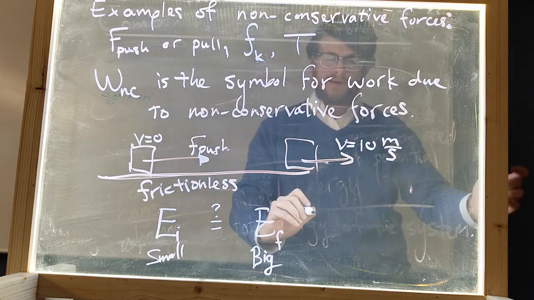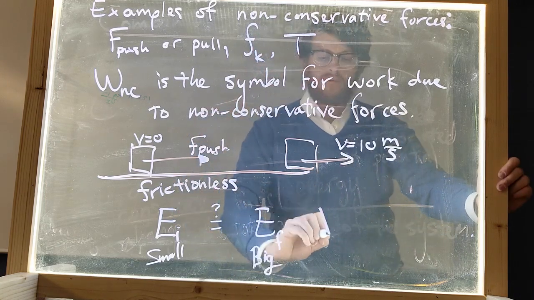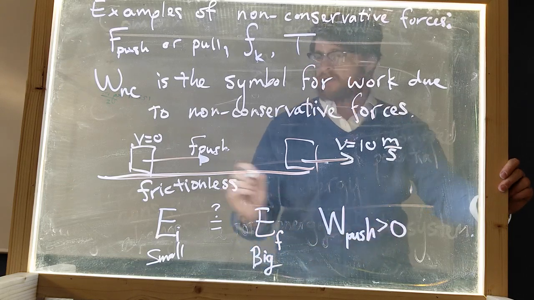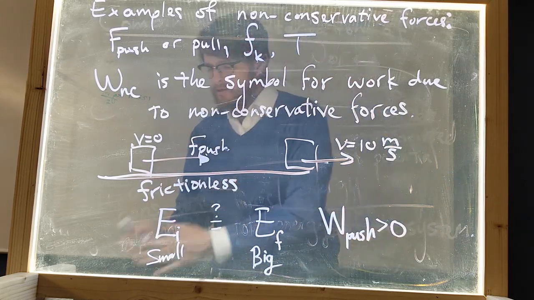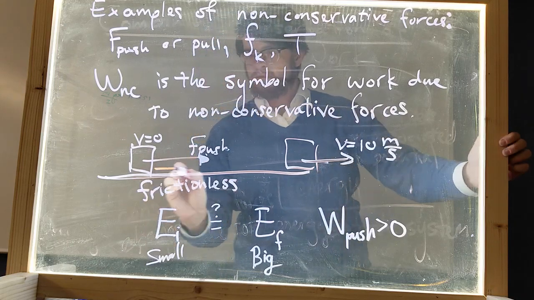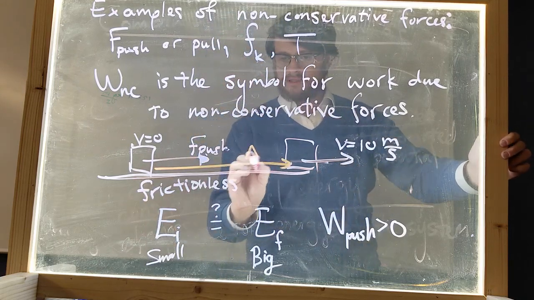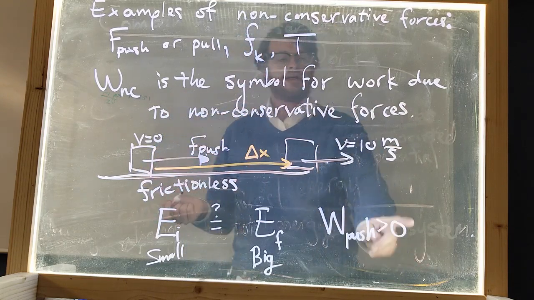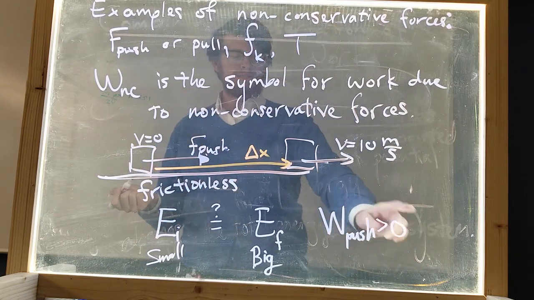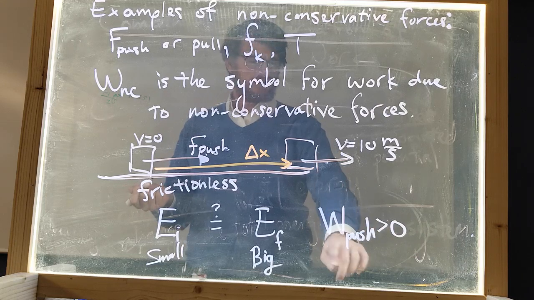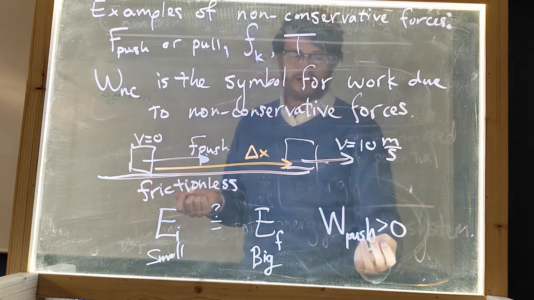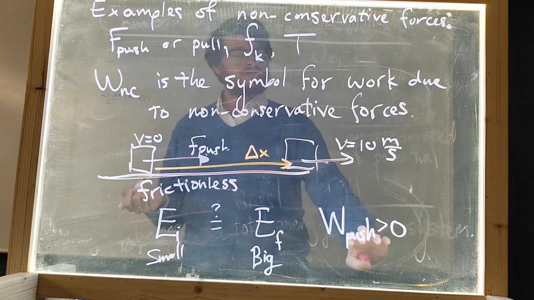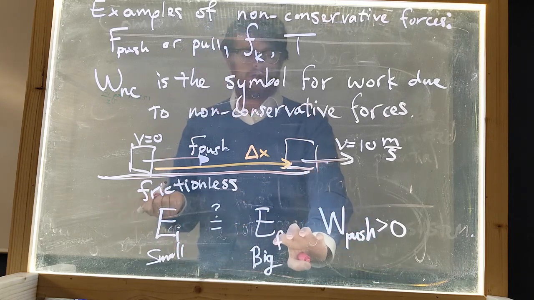Okay, hopefully you thought about that and came up with an answer. The work due to the push is positive because the force points in that direction, the displacement points in the same direction, delta x. So when the force and the displacement are aligned, the work is positive. So this is an energy change, right? This work due to the push is a change in energy. It's a change in energy that accounts for the difference between the small and the big energy.